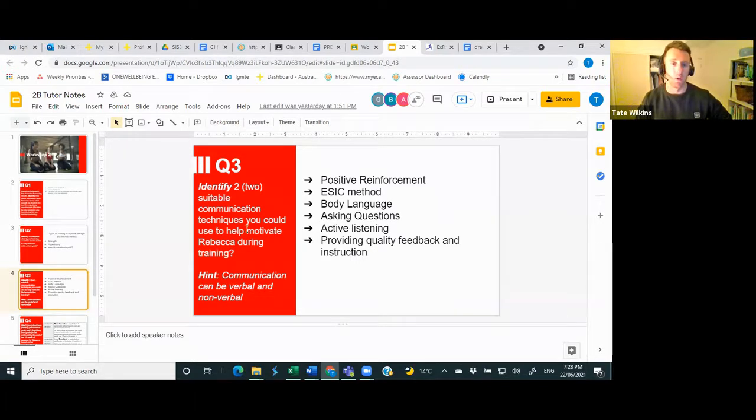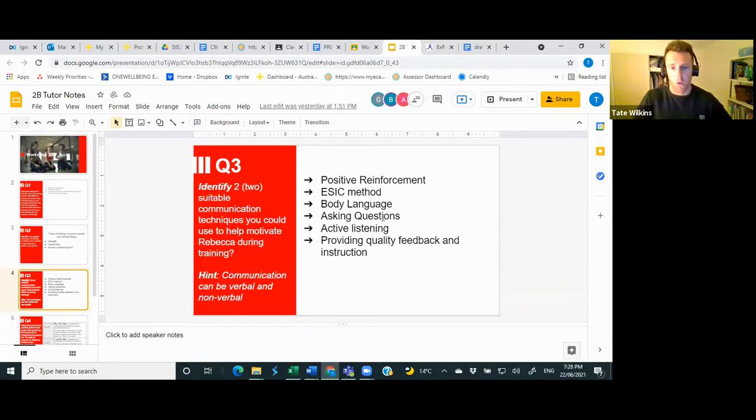Positive reinforcement: she might be a beginner, she's just joined the gym. Positive reinforcement gets them happy and reinforces good behavior. The ESSIC method stands for explain, show, instruct, and cue. If I'm showing someone a brand new exercise, I'll explain it, show them the exercise, instruct them how to do it, and then provide cues, like drive it, squeeze your glutes, things like that.